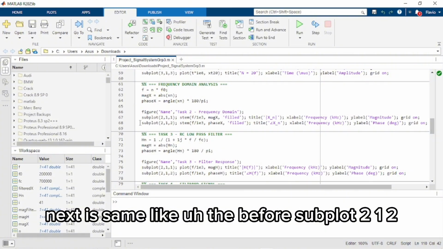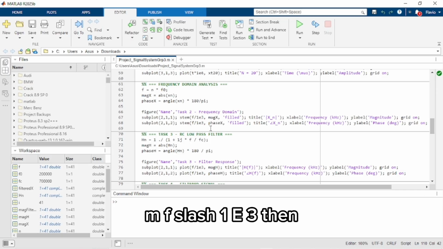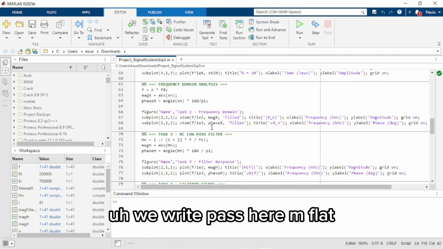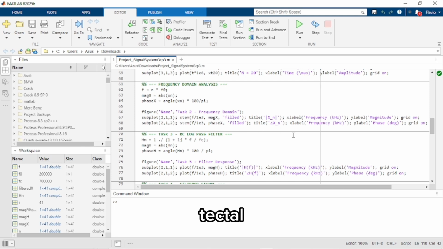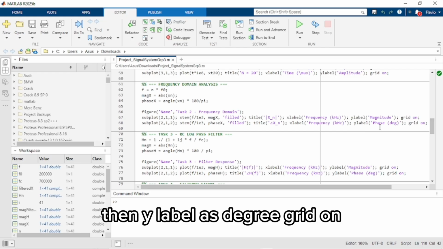Next is the same as before: subplot 212, stem f divided by 1e3, then we write phase x here and plot, title, and x label frequency in kilohertz, then y label in degrees, grid on.